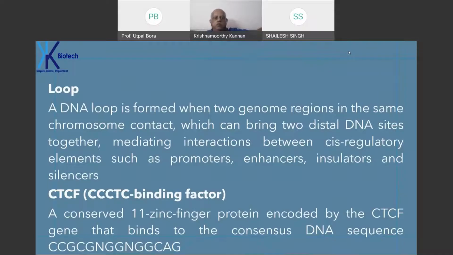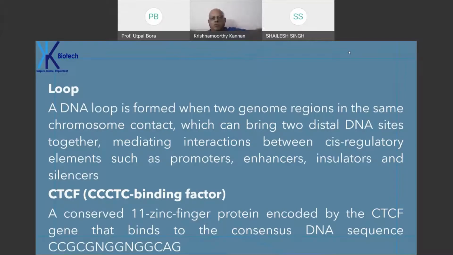So as a teacher, when you teach, you'll have to explain all that. A DNA loop is formed when two genome regions in the same chromosome contact, which can bring two distal DNA sites together. And if you do a formaldehyde treatment, they'll be locked. So you can pick it up and do that. It mediates interaction between cis-regulatory elements such as promoters, enhancers, insulators, and silencers. The insulator is a very interesting one, because insulator means that gene won't be expressed.